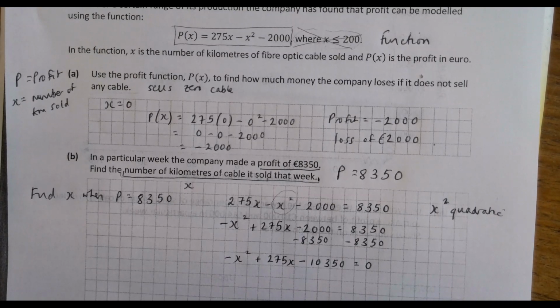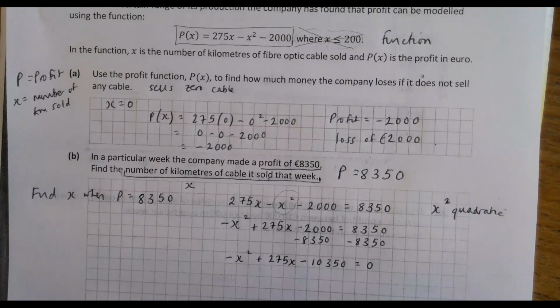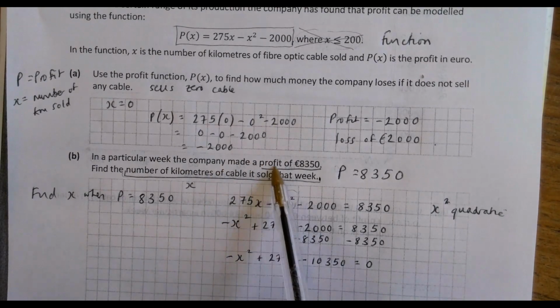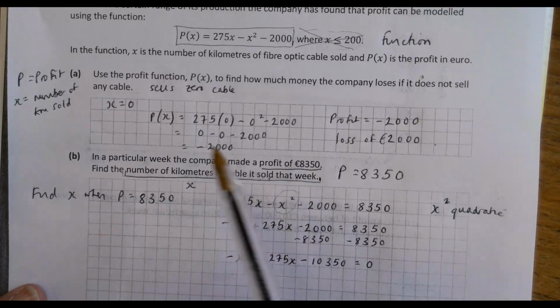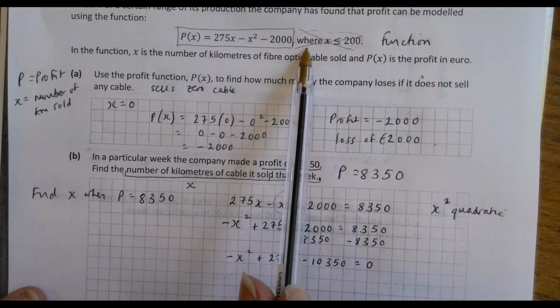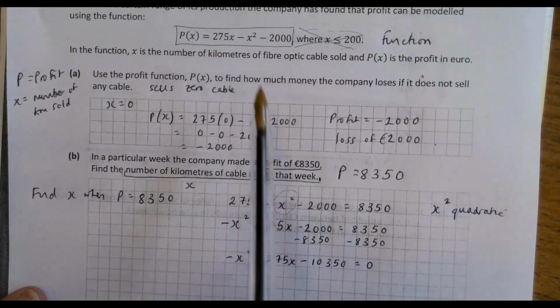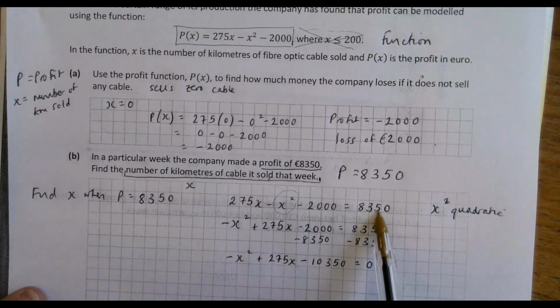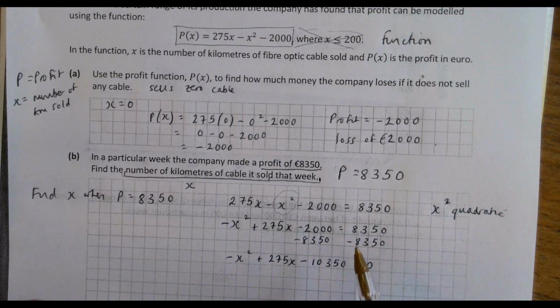Now let's just talk through how we got there again, because from then on we're into minus b formula territory. We were told the profit was 8,350. We were also told that the profit equals 275x minus x squared minus 2,000. So those two things must equal each other. That's what we did. We wrote down those two things equal each other and we got some marks. Now we're rearranging it to make it look more like a quadratic, because quadratics always have x squareds, x's and zeros.